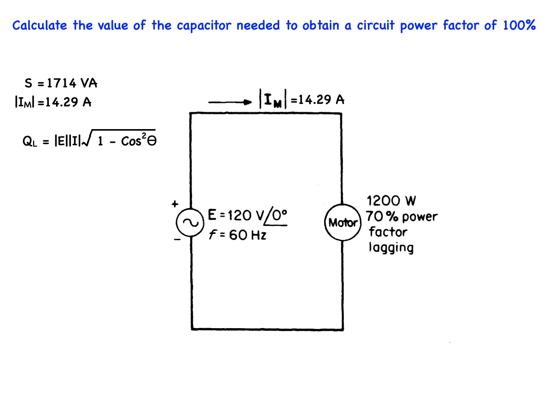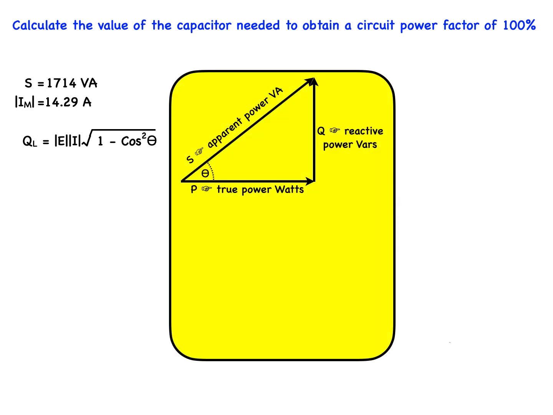Let's go through a quick review of how it is obtained, starting with the power triangle, which tells us that the apparent power S supplied to the load may be calculated by the product of the magnitude of the supply voltage E times the magnitude of the supply current I. The true power P then is equal to the magnitude E times the magnitude I times cos theta, and the reactive power Q is equal to the magnitude of E times the magnitude of I times sine theta.